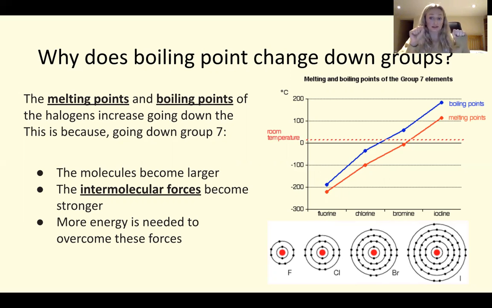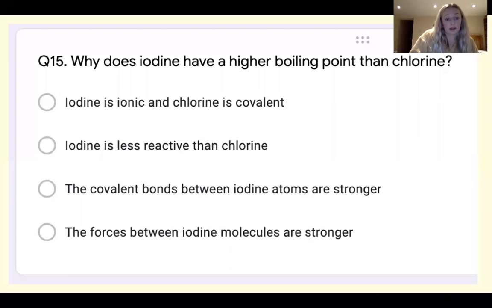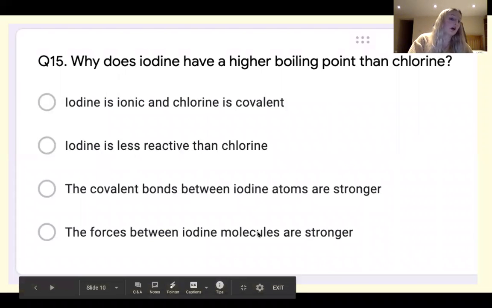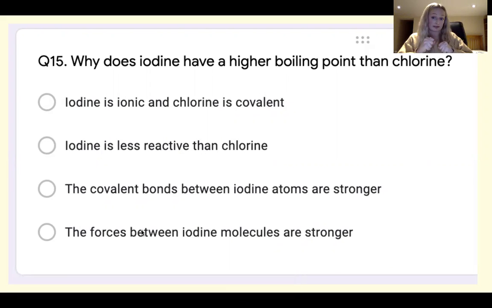So it's not breaking bonds between atoms, it's between the molecules. So if you remember our states of matter diagrams, and the fact that solids are regularly packed together, liquids move around more, that's to do with the molecules moving around, and the molecules separating from each other. It's not to do with breaking bonds between atoms. That's the difference, and that's why it's intermolecular forces, which is really important. Okay, intermolecular. So again, here we go. It's the bottom answer. The forces between iodine molecules rather than between the atoms that are stronger.